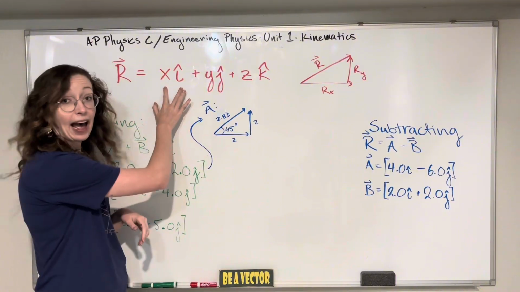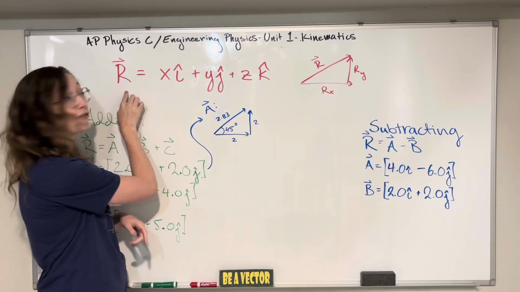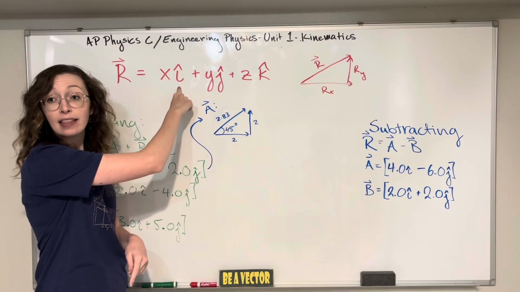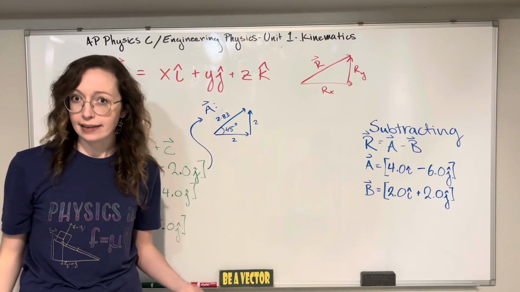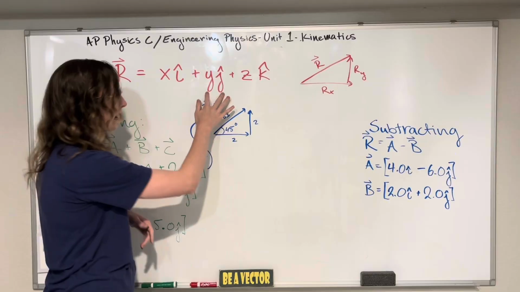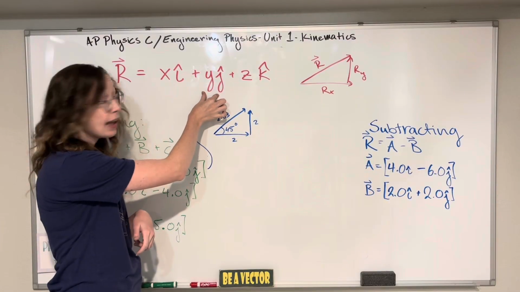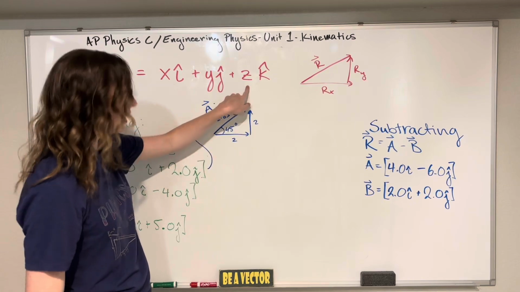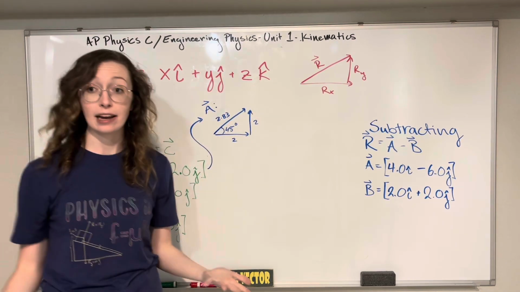So x i hat is the x component of my r vector. It has a length of x and it points in the i direction, or along the x-axis on a graph. y j hat has a length of y and points in the j hat direction. z k hat has a length of z and points in the k hat direction.